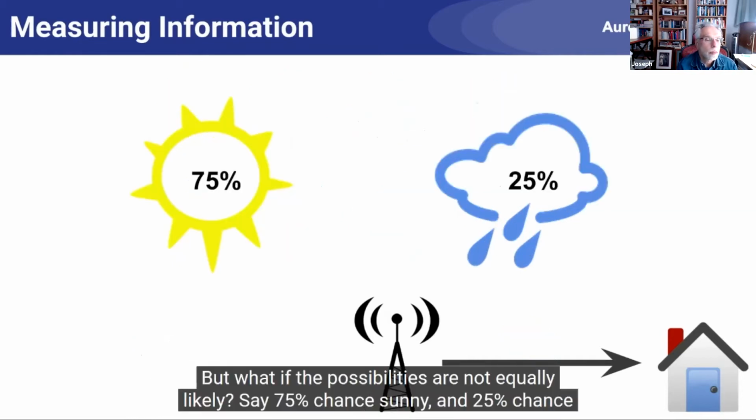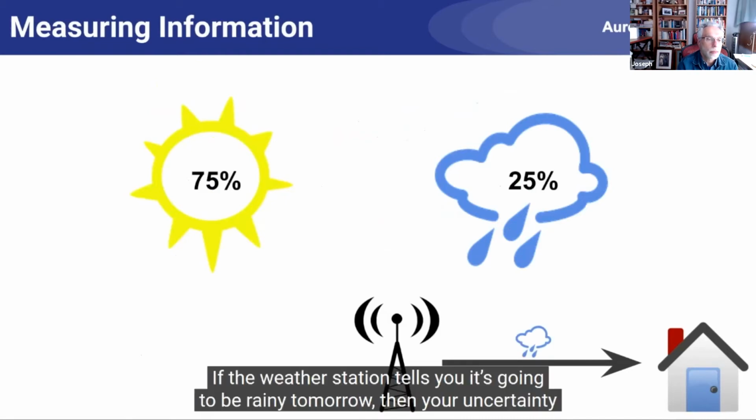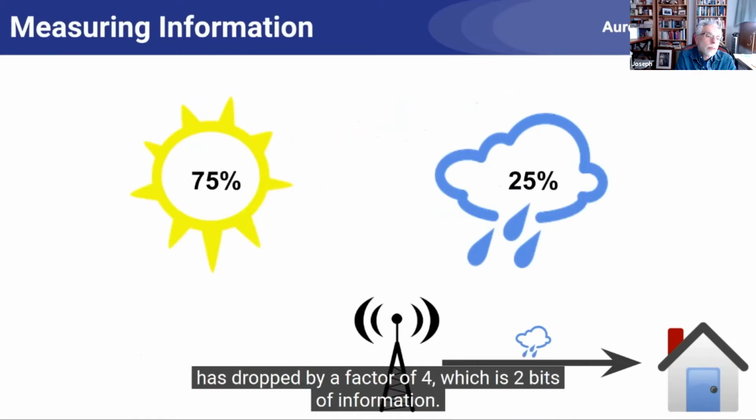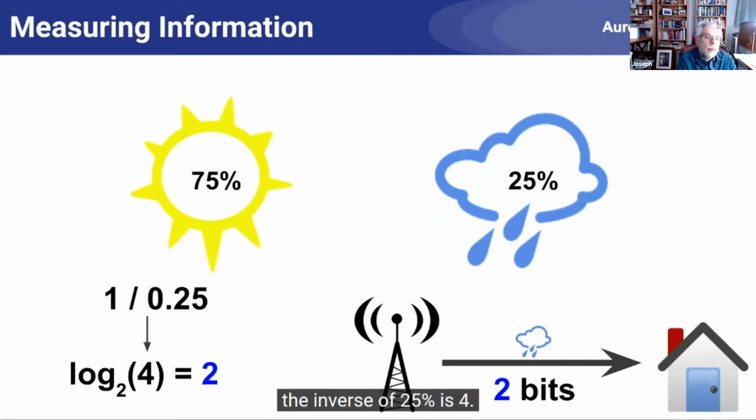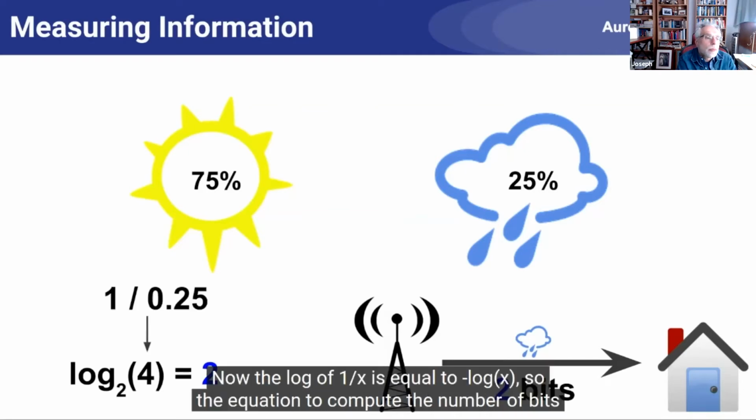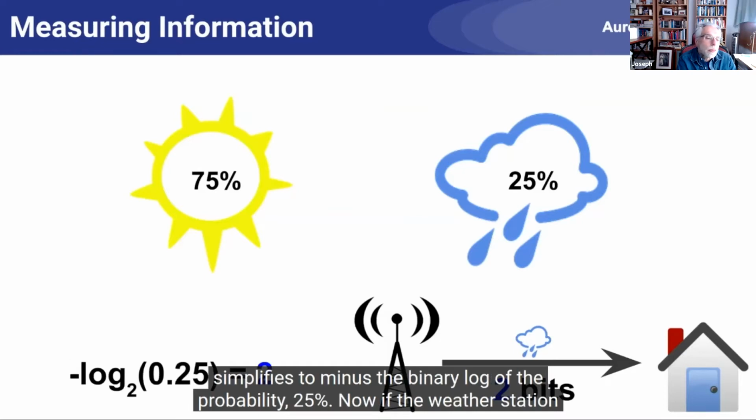But what if the possibilities are not equally likely? Say 75% chance sunny and 25% chance rainy. If the weather station tells you it's going to be rainy tomorrow, then your uncertainty has dropped by a factor of 4, which is 2 bits of information. The uncertainty reduction is just the inverse of the event's probability. In this case, the inverse of 25% is 4. Now the log of 1 over x is equal to minus log of x. So the equation to compute the number of bits simplifies to minus the binary log of the probability, 25%.